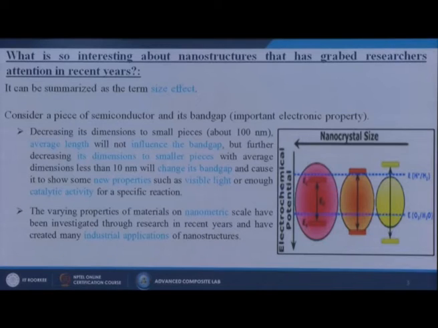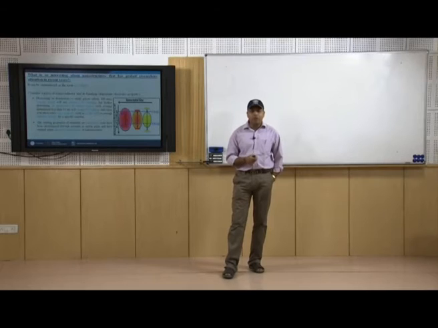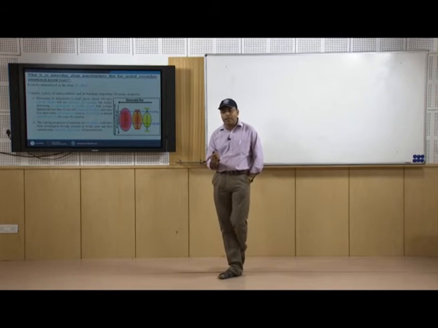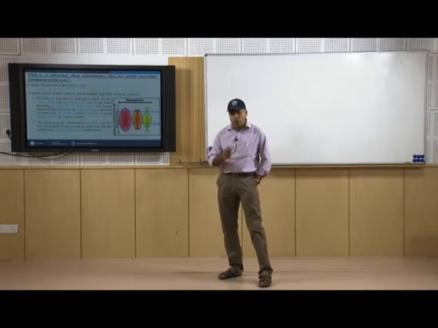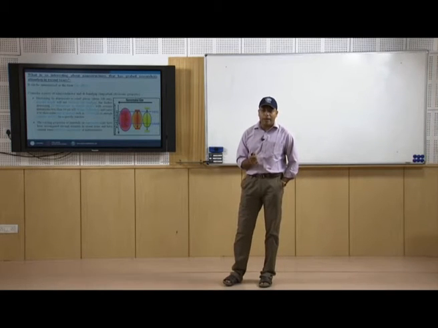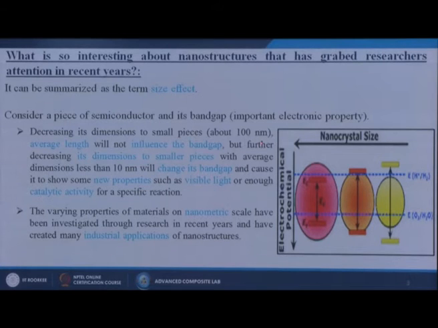It can be summarized as the term size effect. So, consider a piece of semiconductor and its band gap, an important electronic property. Here we are trying to make you understand, in terms of electronic properties, where we are going for the nanostructure. The term nano is nothing but 10 to the power minus 9 meter. So, you can see how tiny this size is, which we can't see with our naked eyes. For seeing this kind of particles, we need some kind of microscope, either the scanning electron microscope or the transmission electron microscope.